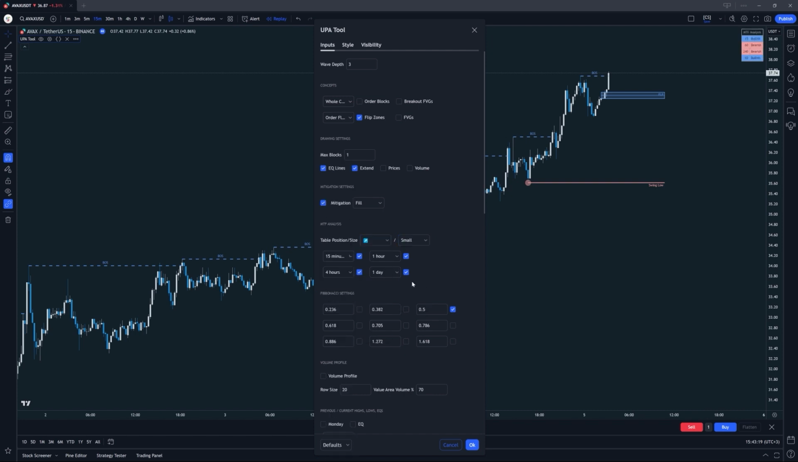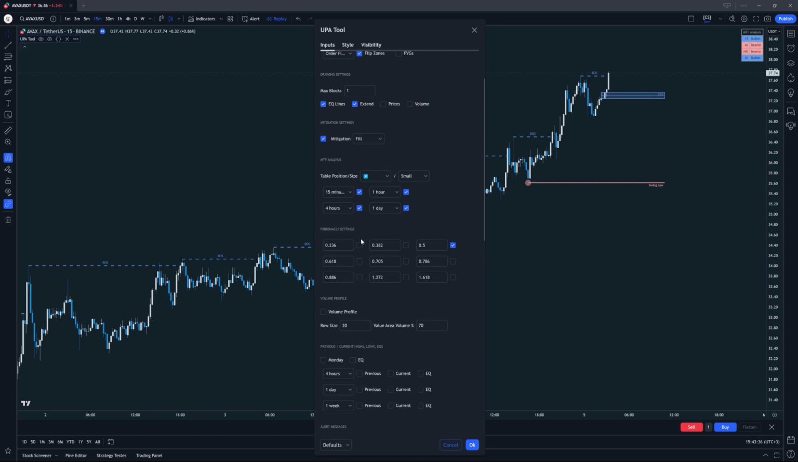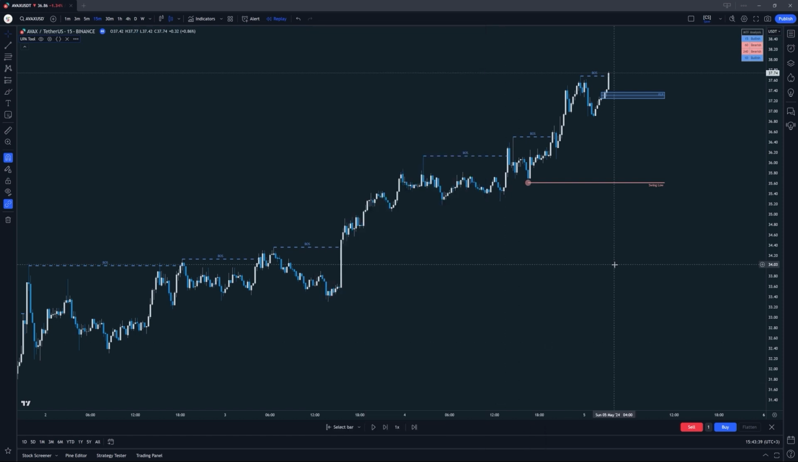These are the standard settings. Here again, you can change the time zones and choose whether to include them or not. The standard settings are 15 minutes, 1 hour, 4 hours, and 1 day. You can review them. Another part is our Fibonacci settings.